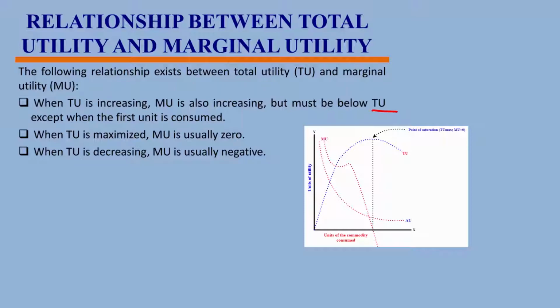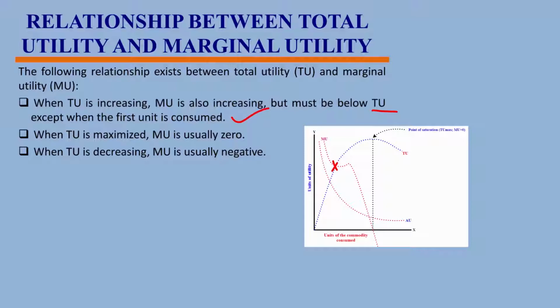So let's explain. We can see that at this stage, total utility is increasing, but marginal utility at the beginning is decreasing. But it gets to the point where marginal utility starts increasing. At this point, it is increasing but below total utility. So it captures our first point.